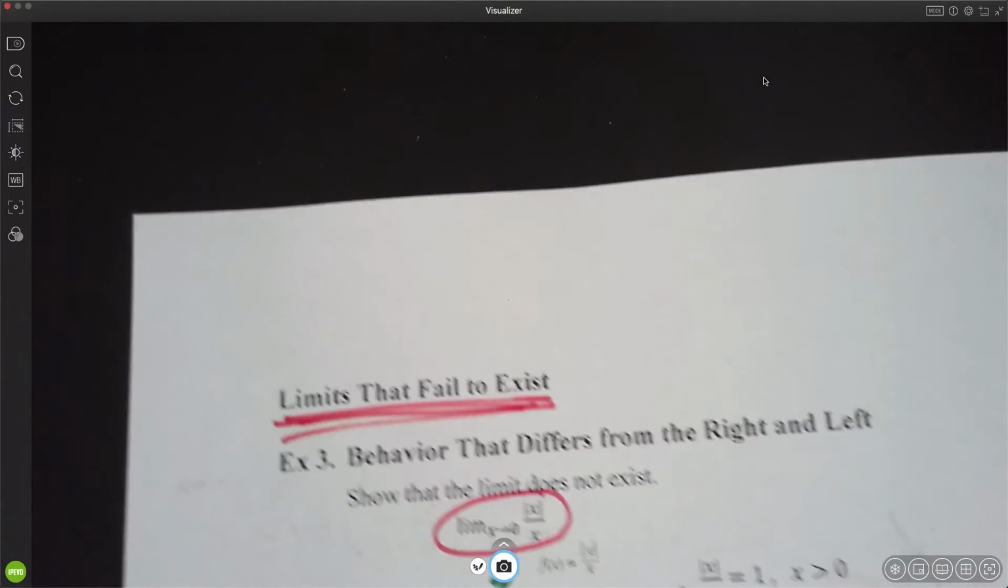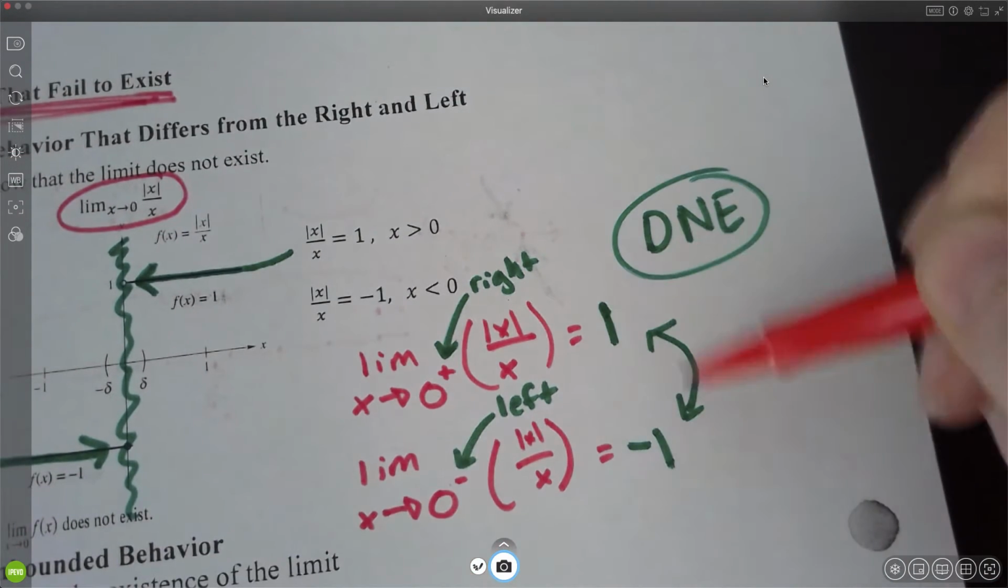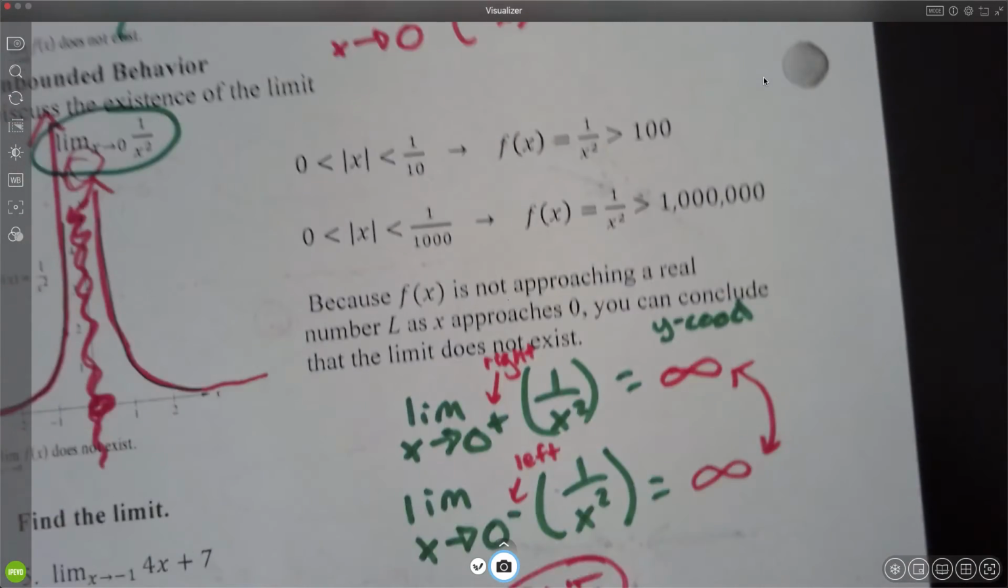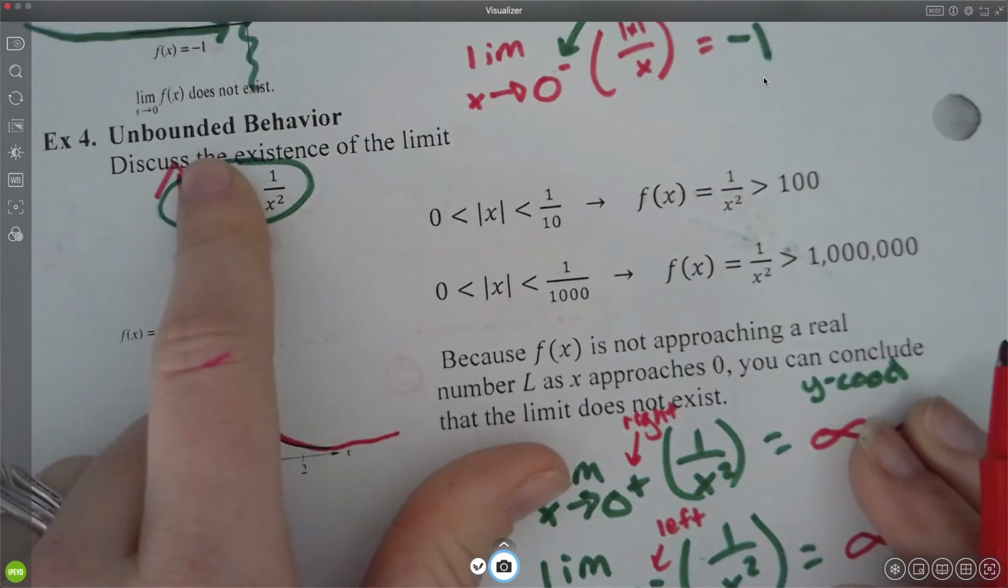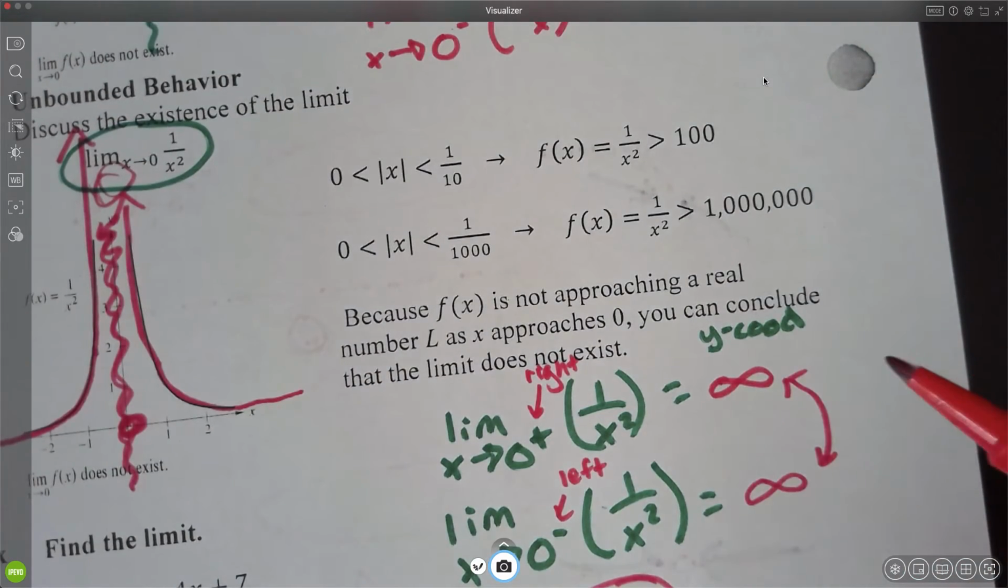Limits can fail if you have conflicting numbers that it's approaching on either side, or limits can fail if it has an unbounded behavior, they call it, where it's approaching infinity on either side. Okay, so this limit does not exist.